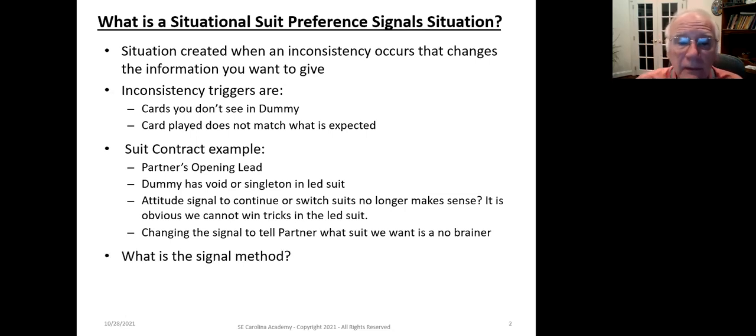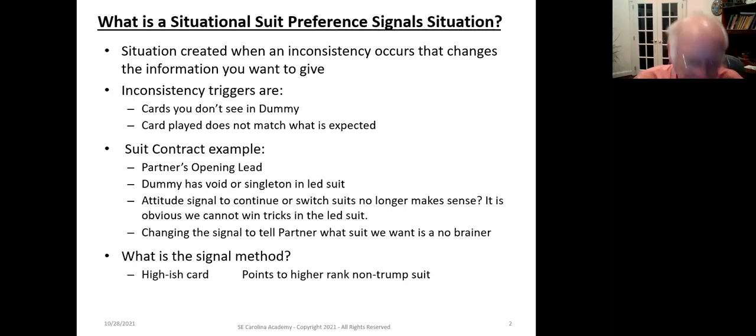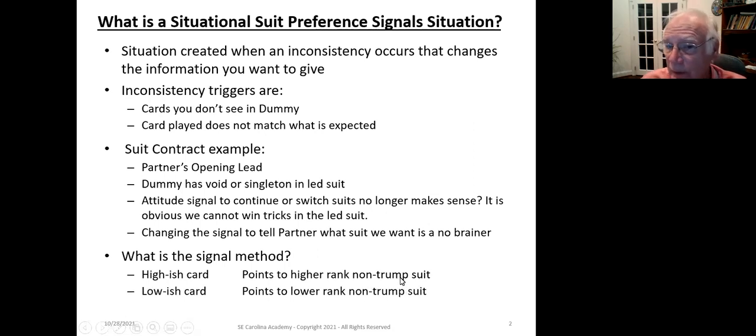So we'll talk about this in more detail. What signaling methods do we use? One that we're going to use consistently throughout the entire defense arena is that when we want to give a suit preference signal, and this doesn't apply to the first discard, but in all the other situations, when we play a high or a highish card, it points to a higher ranking suit. When we play a lowish card, it's going to point to a lower ranking suit.